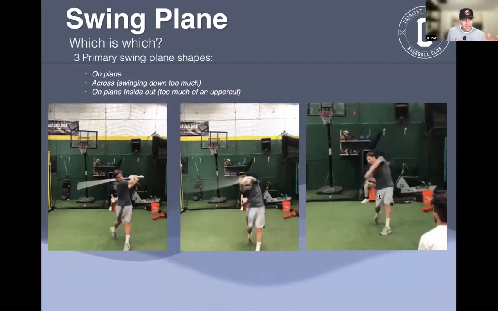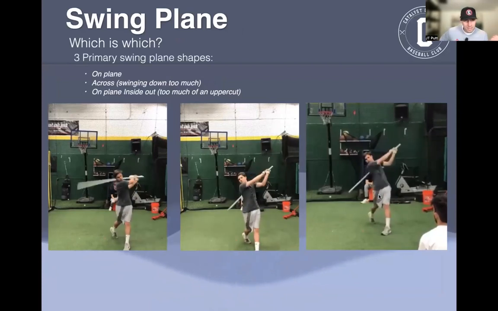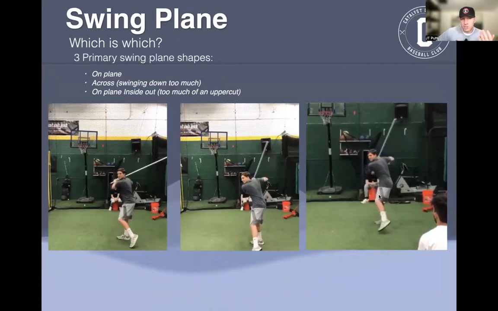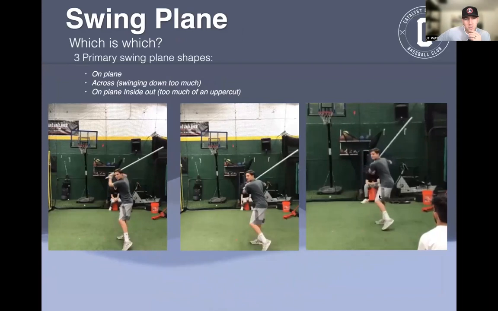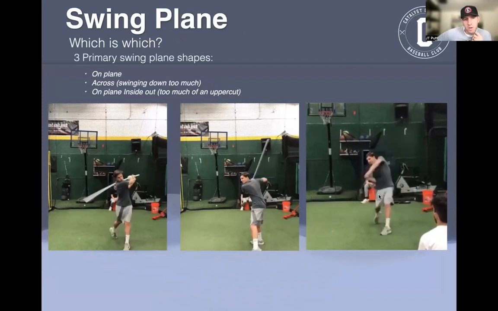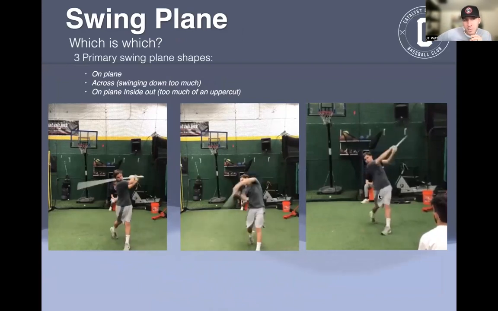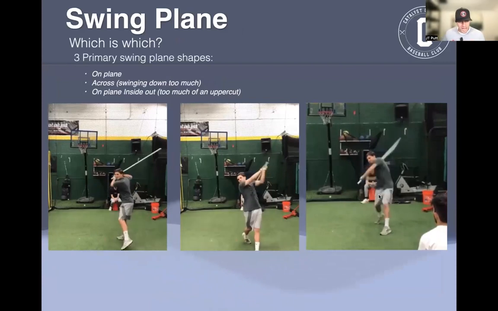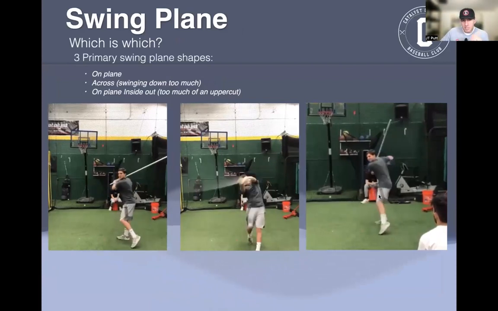So if I were to ask our athletes which is which, the three primary swing plane shapes, which one's on plane, which one is across or swinging down too much, and which one is inside out. That shouldn't say on plane inside out. It should just say inside out, typo. But point being, if I were to ask my athletes these three, would they be able to identify the shape?